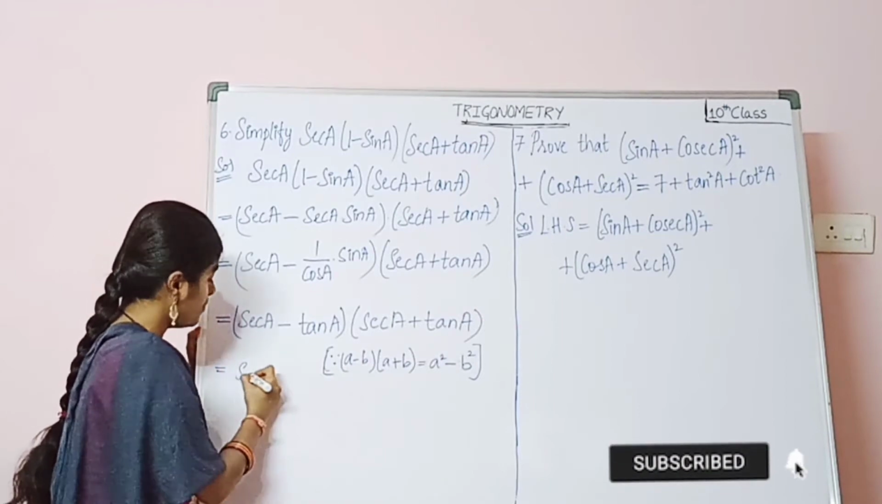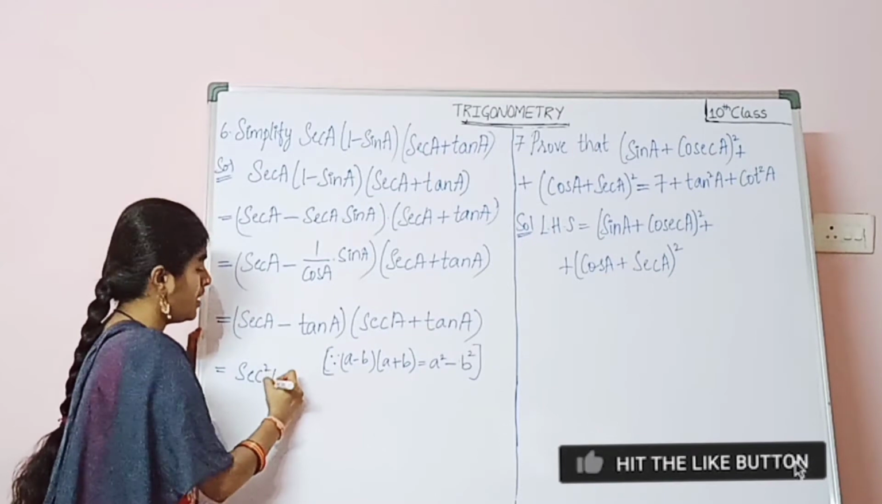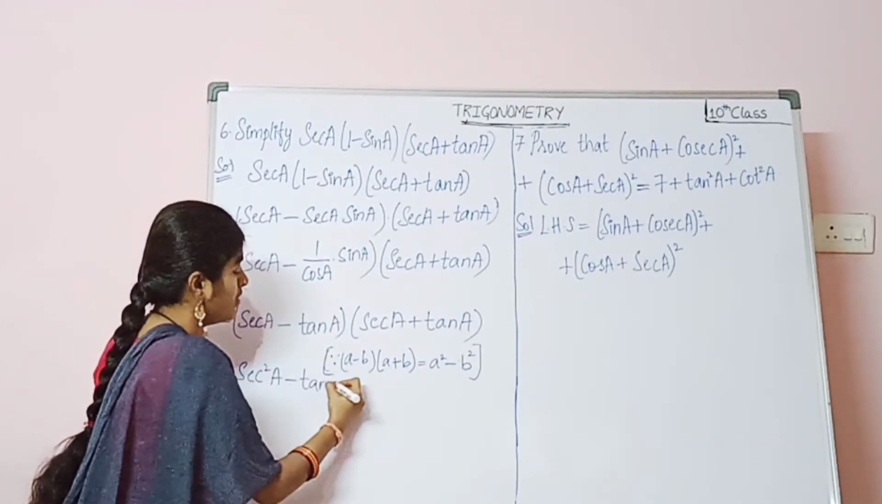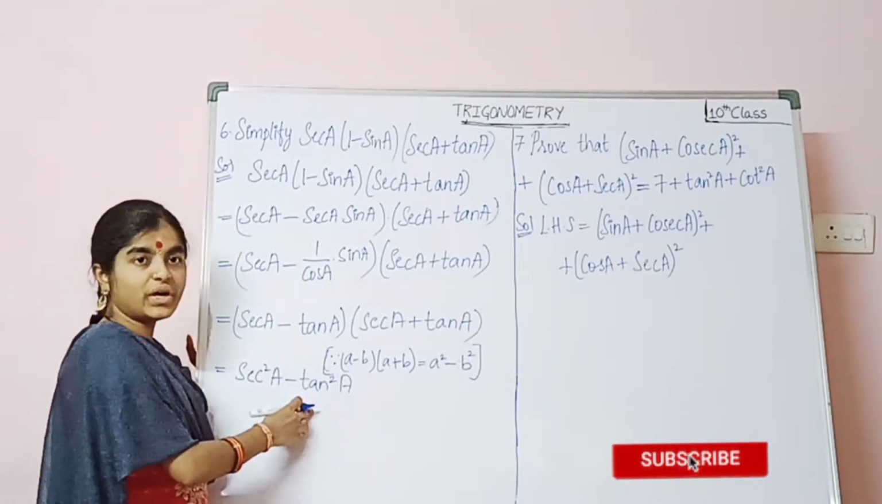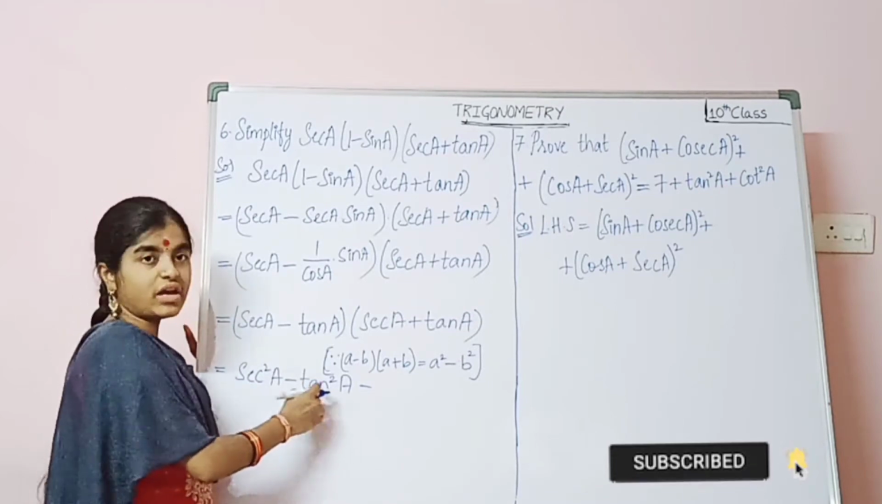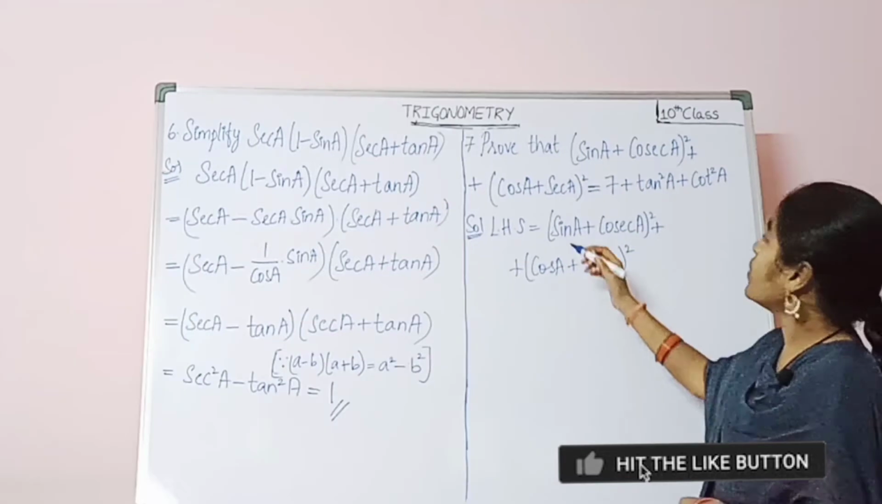Here A means secant A, and B is tan A. Secant square A minus tan square A. From the trigonometric identity, secant square A minus tan square A equals 1. This is the solution. Now seventh question.